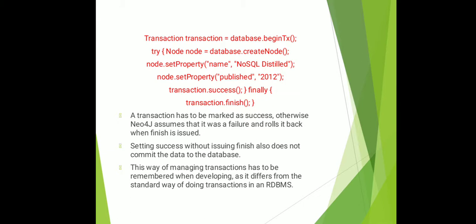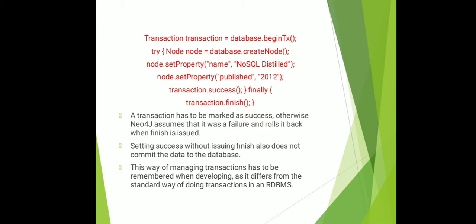So that is what is there in the try block. Inside try, node equals database.createNode, and after creating a node, we have to set property for that. So node.setProperty, they have set two properties for it. One is name, that is NoSQL Distilled, and another property is published in the year 2012, that is, the textbook published in the year 2012. So these are the two properties.